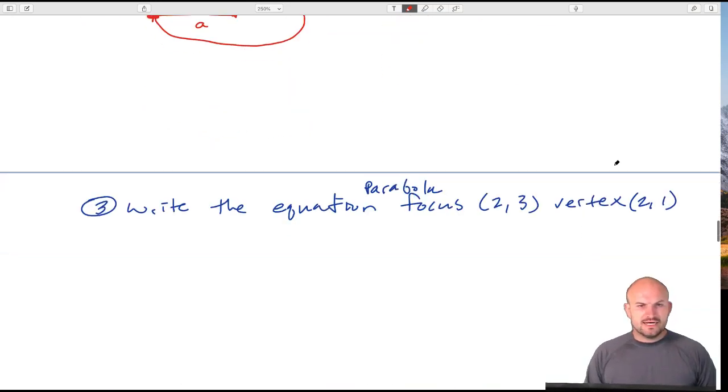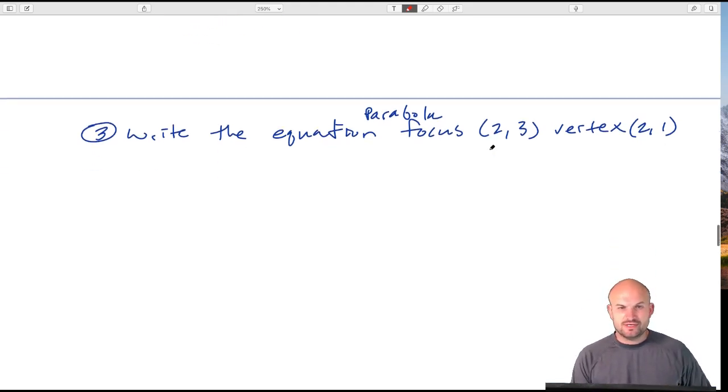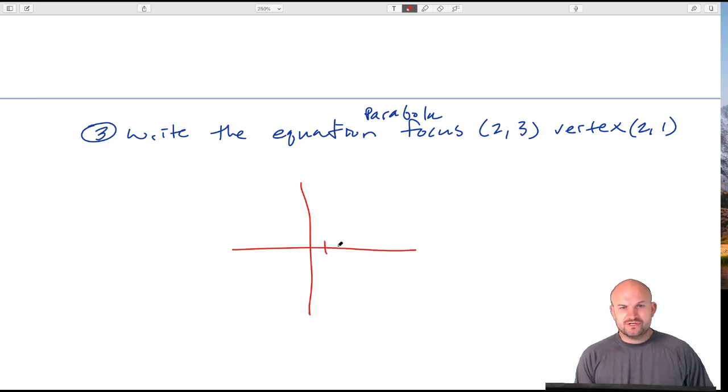All right. Next one is write the equation of the parabola. The focus is 2, 3, and vertex 2, 1. So again, just sketch the information. So we have a point 1, 2, 1, 2, 3. So that is your focus. And we have the vertex of 2, 1.